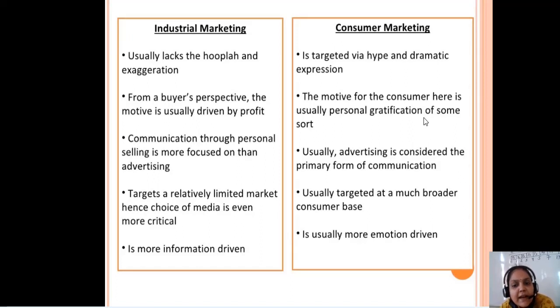Consumer marketing is usually targeted at a much broader consumer base. Means in consumer marketing we are thinking more about the consumer, and we give a lot of different kinds of alternatives and options to them. In industrial marketing it is more information driven, you get information over here, but in consumer marketing you are more emotion driven. Means you try to get a connectivity with the consumers, the customers, the client. In industrial marketing, we are not considering anything about so-called customers, clients and consumers.